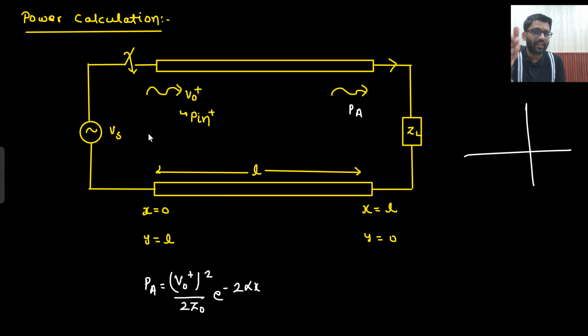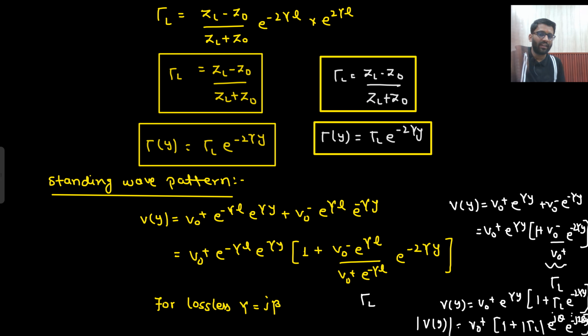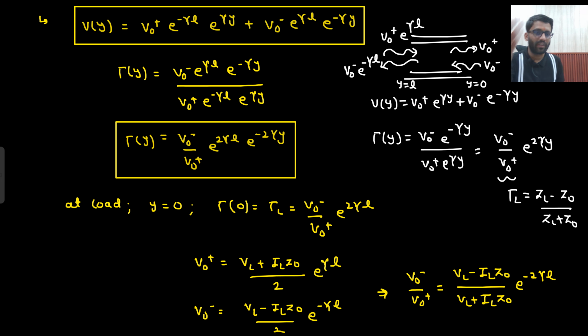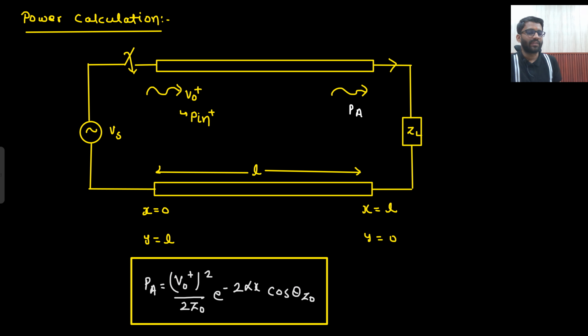So for power calculation, I took x, not y. That V naught plus is generated and it will travel down and it will lose its amplitude by e to the power minus 2 alpha x. And what about cos theta? So cos theta over Z naught will come, that is coming because of this Z naught. So this is what we wrote as PA. Do you remember this point? So every single derivation is coming as it is, whatever we have studied. Just the way was different. Okay, so this was our power calculation.